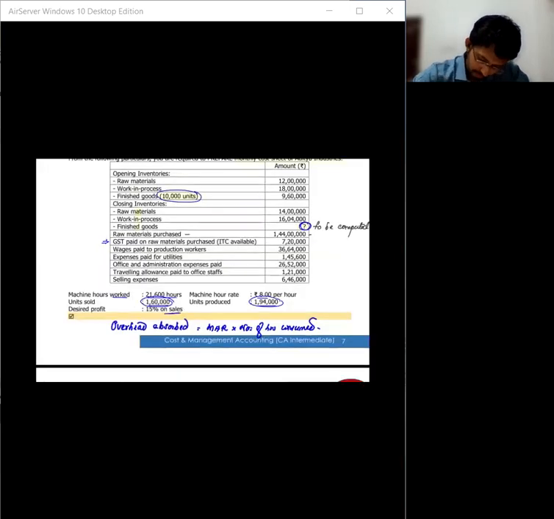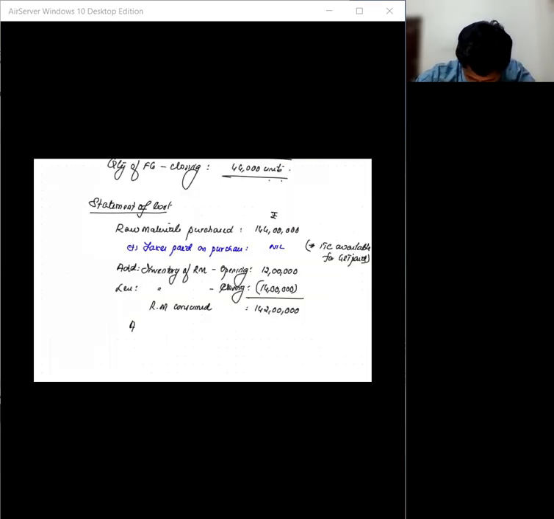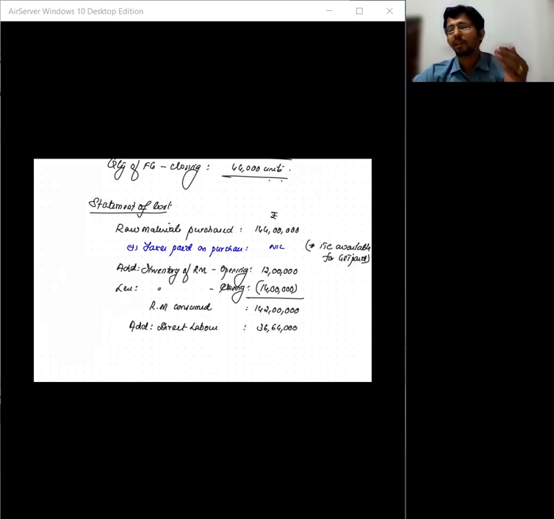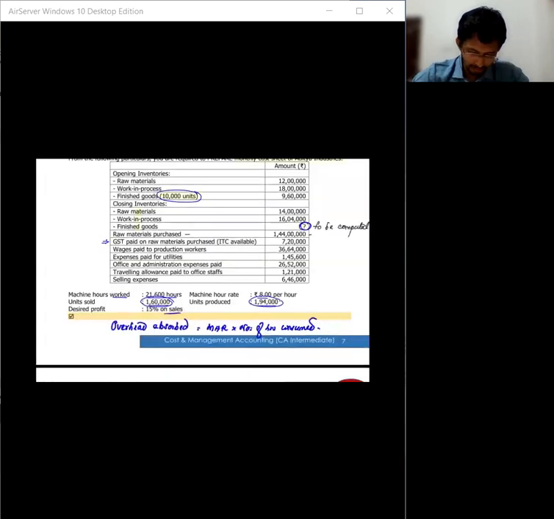any direct labor cost. In a direct labor cost, they say wages paid is 36,64,000. So add direct labor 36,64,000. Now, friends, I always say you have to check whether there is any direct expenses. Do you have any direct expenses? If you see the question here, expenses paid for utilities, 1,45,600. What is this? This is a direct expense. Okay, expenses paid for utilities.